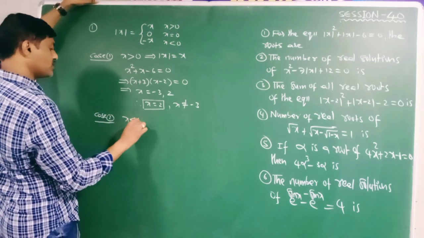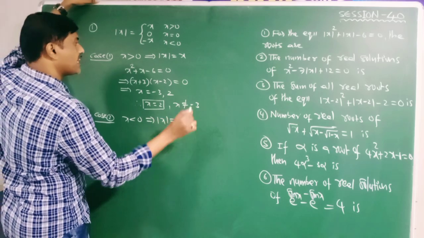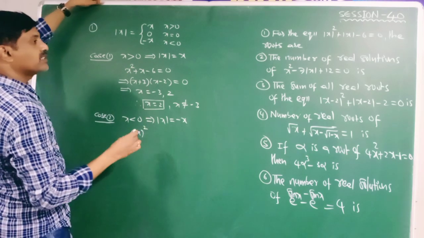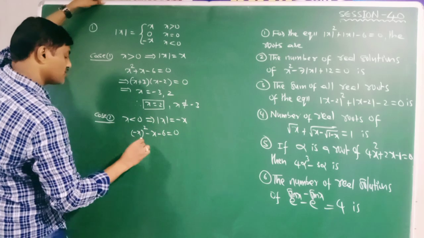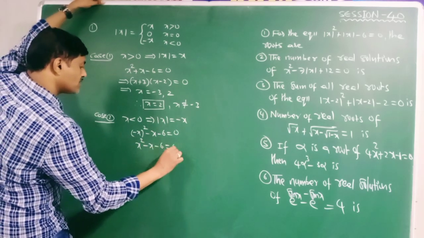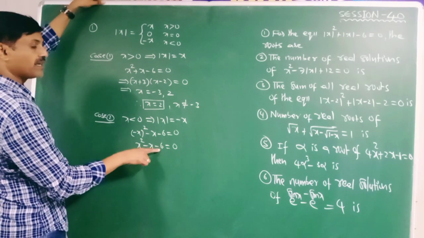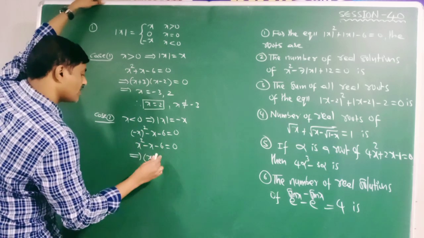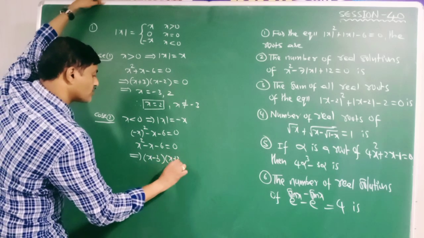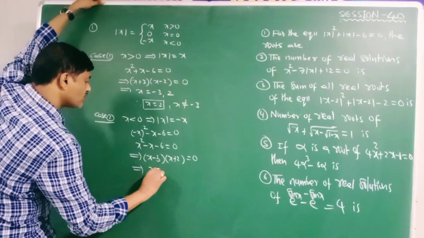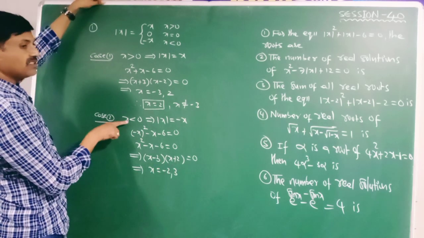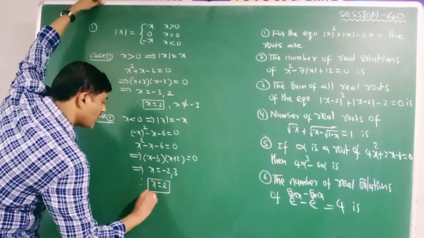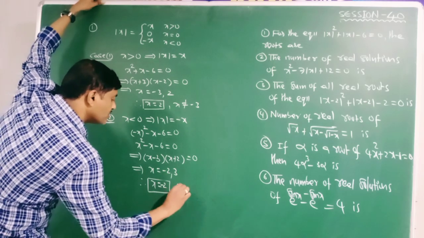If x less than 0, mod x will become what? Minus x. Now our quadratic equation will become minus x whole square minus x minus 6 is equal to 0. This is x square minus x minus 6 is equal to 0. Factors are minus 3 and plus 2, minus 3 into 2 is minus 6, minus 3 plus 2 is minus 1. So x minus 3 into x plus 2 is equal to 0. This implies x is equal to what? Minus 2 comma 3 are roots, but x is negative, no? Our root should be negative, therefore here x is equal to minus 2. X is equal to minus 2 as x not equal to 3.